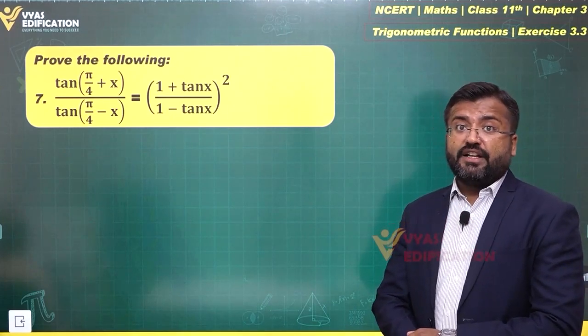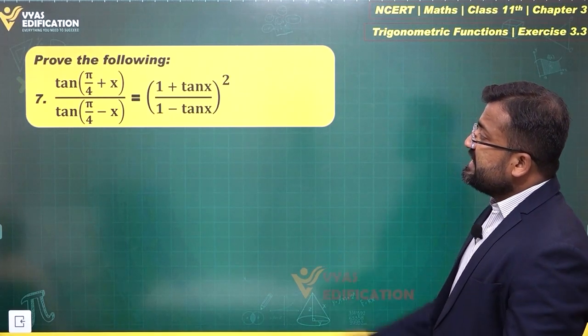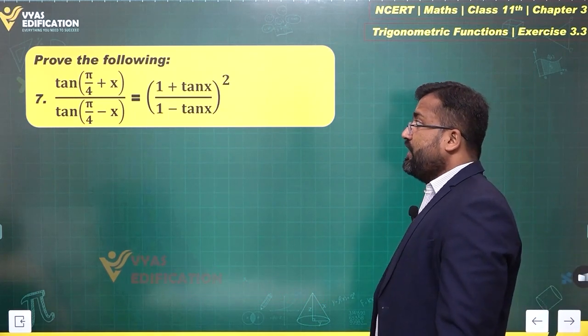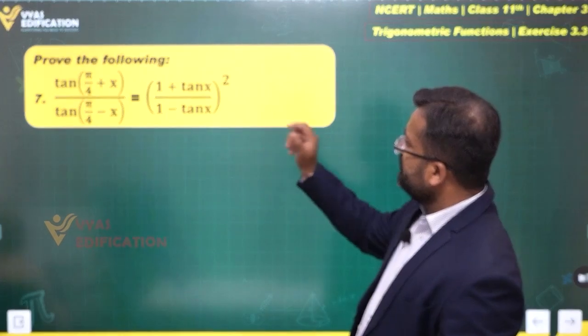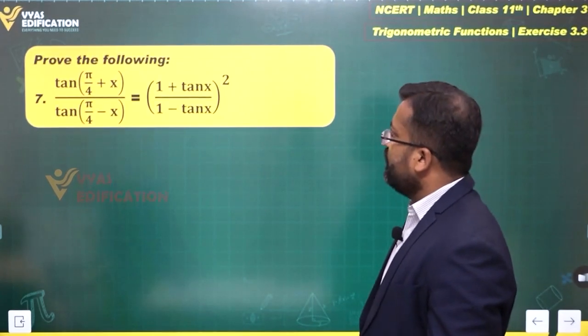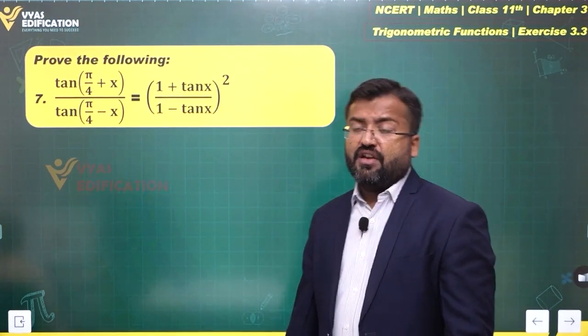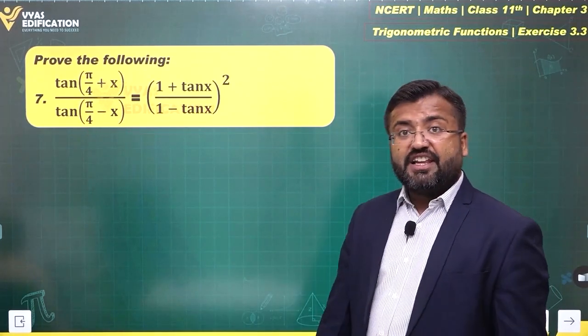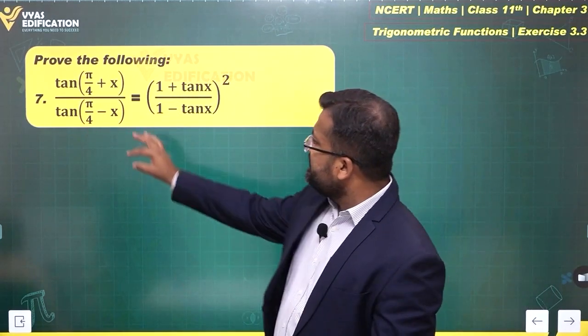Let us take a look at this question next. What does the question say? Seventh part. This says tan of pi by 4 plus x over tan of pi by 4 minus x is equal to this complicated expression, 1 plus tan x over 1 minus tan x whole square, right? Once again, which looks more complicated, the LHS or the RHS? For me, the LHS looks pretty complicated.